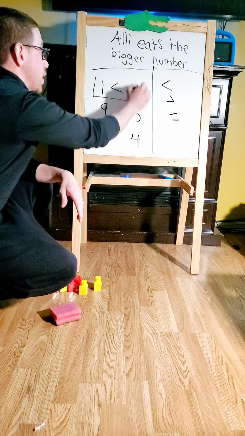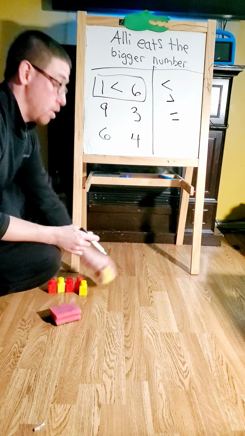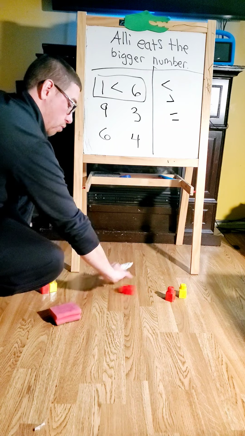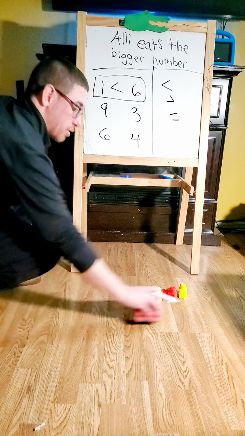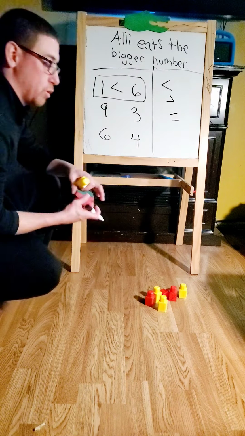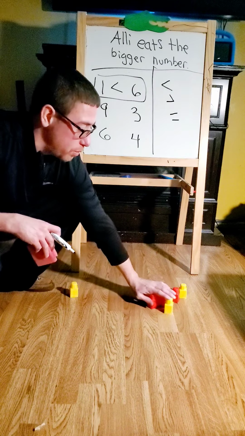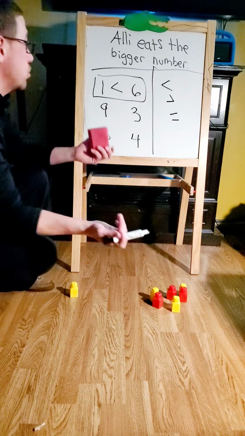Very simple, right? Because we know one block is less than 1, 2, 3, 4, 5, 6, right? Let's put a block there. We don't want to confuse anybody. 6. So we have 1 block. We know we have less than somebody who has 6 blocks. Very simple. So now let's do the next one.